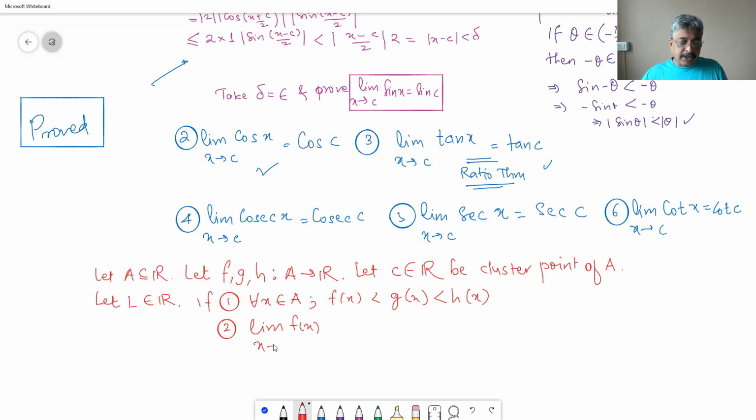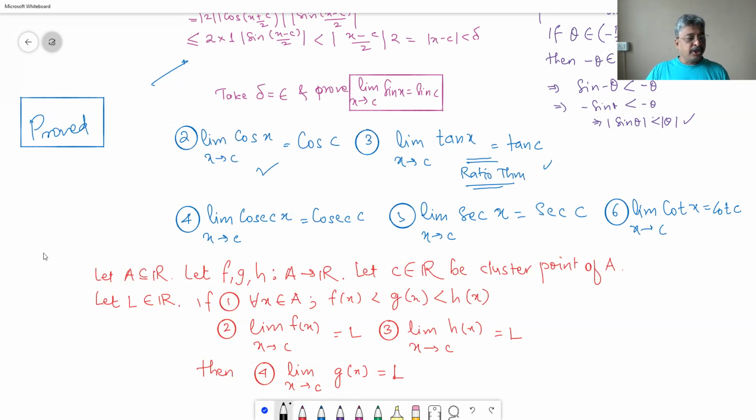2, limit f of x as x tends to c is equal to L, 3, limit h of x as x tends to c is equal to L, then the limit as x tends to c of the middle function g of x is also going to be L. Okay, now this is called the sandwich theorem, or it is also called the squeeze theorem.